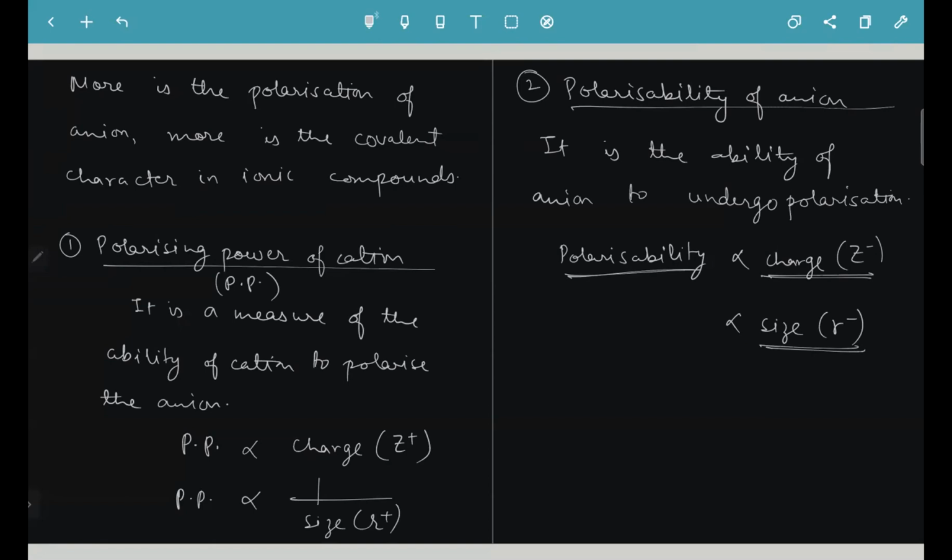इसीलिए हम generally cation का polarization ignore करते हैं because cation is smaller in size and anion is larger in size. Okay, so we can say that larger atom or molecule or ion has greater polarizability. ठीक है, आ रहा है समझ में?